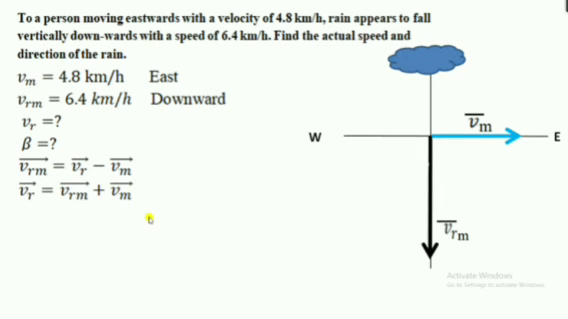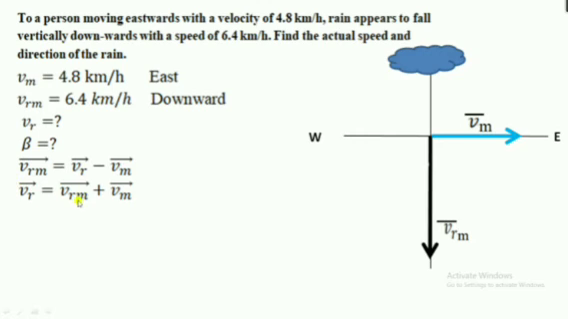So this is the vertical and we have east and west direction. So man is going towards the east and the rain appears to fall vertically downward. So for man, rain appears to fall vertically downward. That means velocity of rain with respect to man is vertically downward. We have to find VR. So we know VRM is VR minus VM. So we have to find VR. So if you rearrange the equation, you will get VR is equal to VRM plus VM.